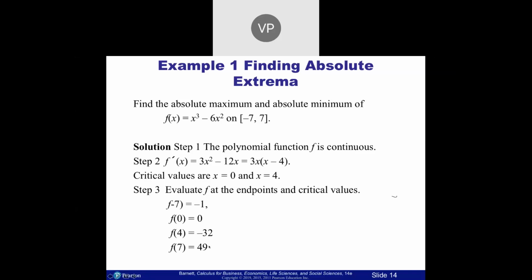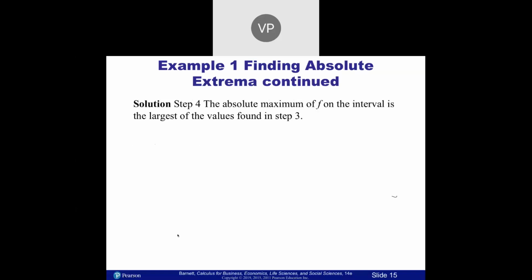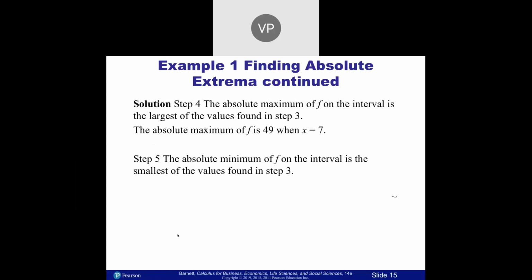So of all our values up there, our critical values and our endpoints, we look at who's the highest point. It's 49, therefore, when x equals 7, that's an absolute maximum. The lowest point is -32, so when x is 4, that's your absolute minimum right there. Okay? So, just summing up what we found here: absolute maximum at x equals 7, absolute minimum at x equals 4.